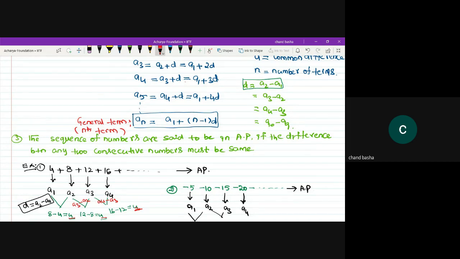Instead of writing 4 plus 8 plus 12 plus 16 and so on, if you apply the arithmetic progression concept, you will get the missing term.